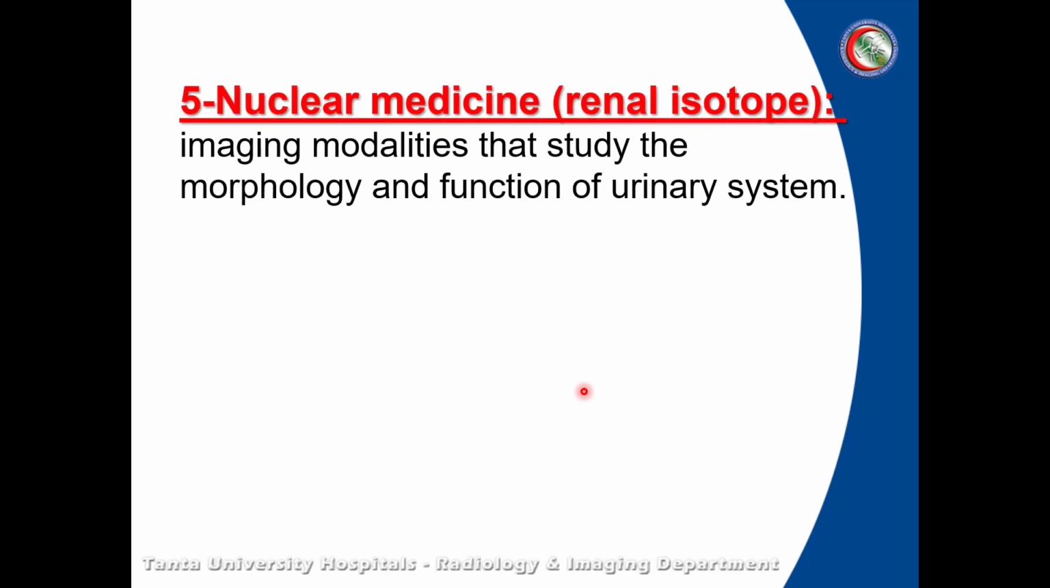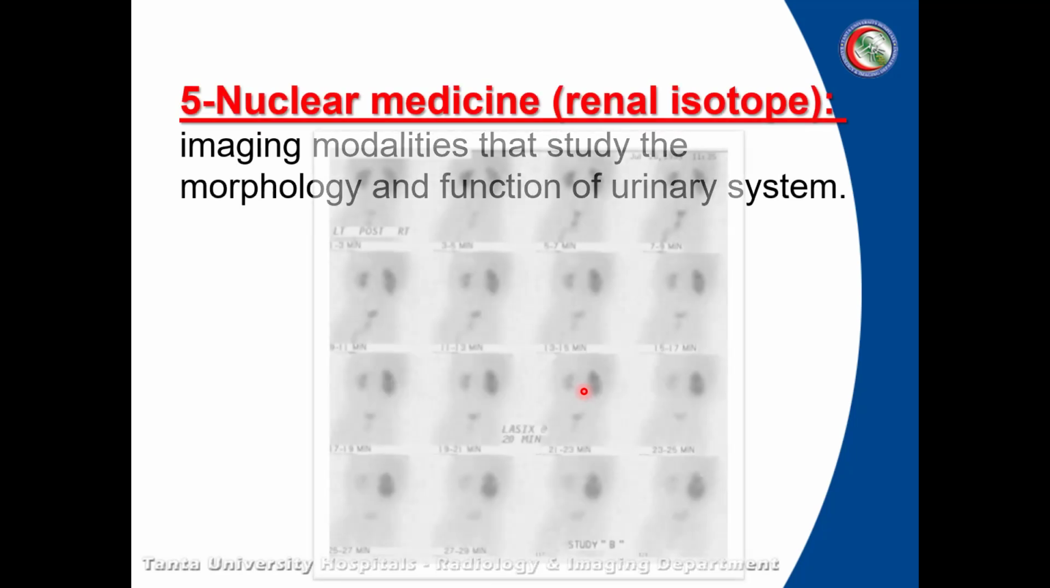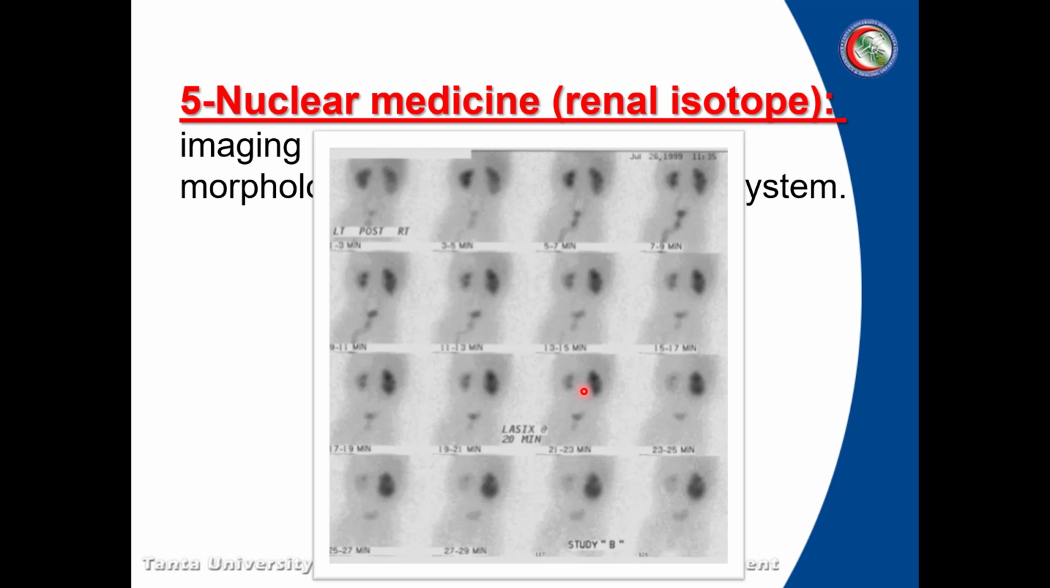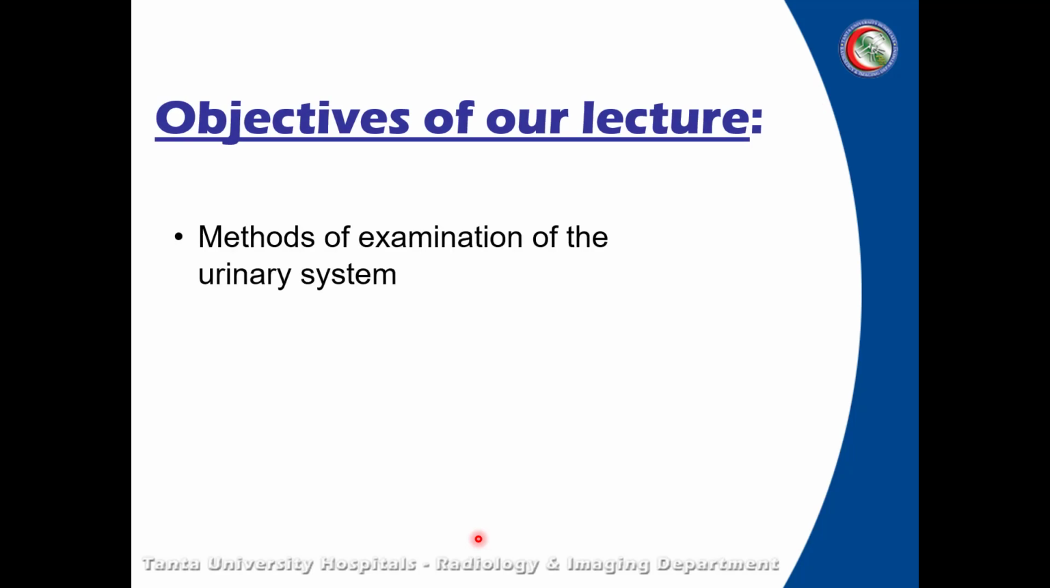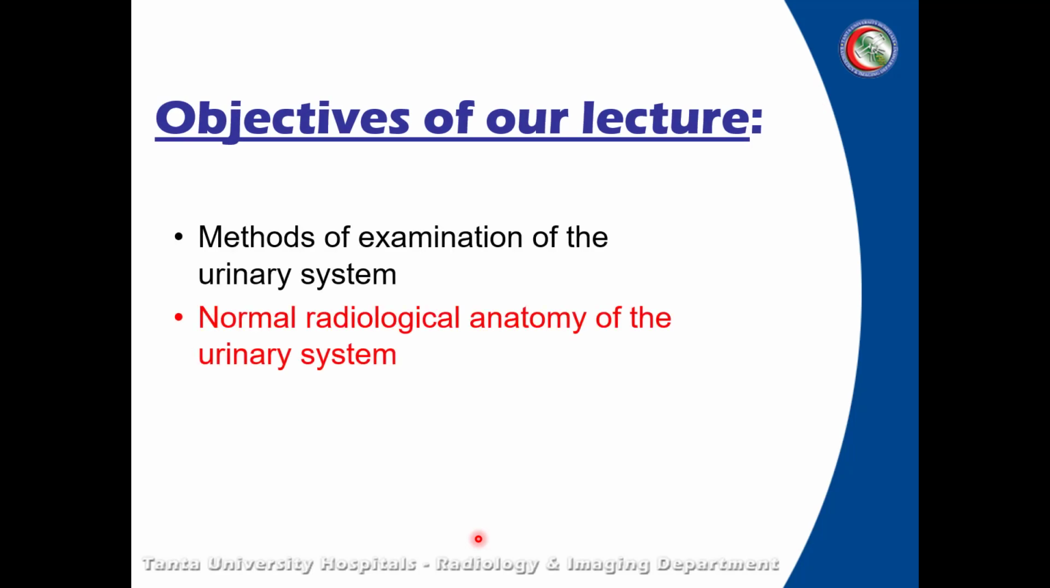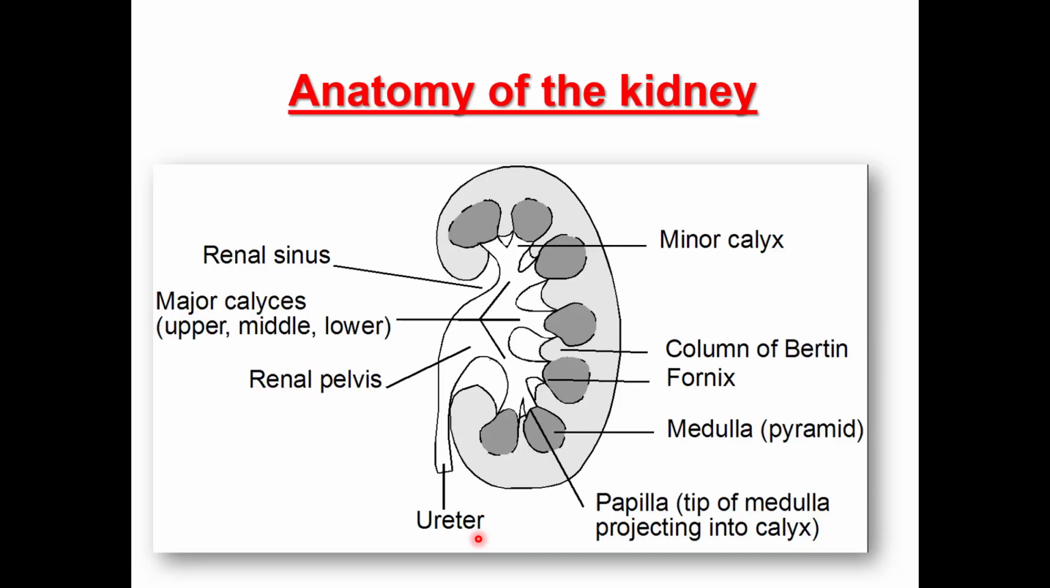The fifth one is nuclear medicine or renal isotope scanning, and it's a very important imaging modality for assessment of both morphology and also the function of the renal tissue. And this is an image for renal isotope scanning or nuclear medicine. The first section in our lecture is finished. Let's go to the second one, which is normal radiological anatomy of the urinary system.